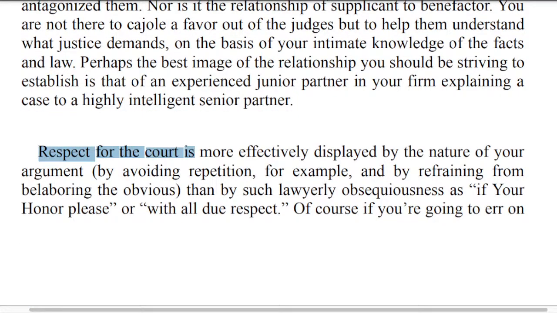Respect for the court is more effectively displayed by the nature of your argument, by avoiding repetition, for example, and by refraining from belaboring the obvious. Then by such lawyerly obsequiousness as if your honor please, or with all due respect.